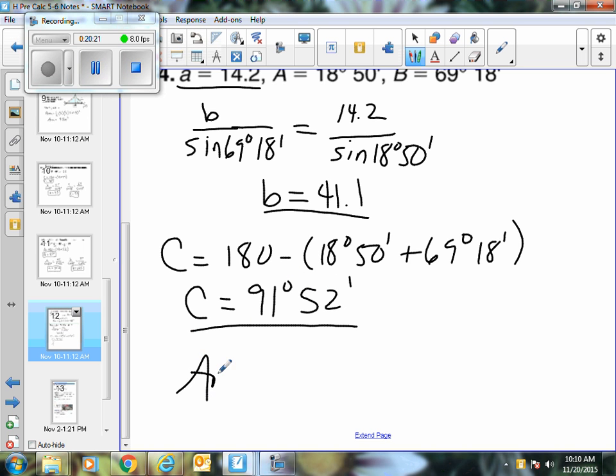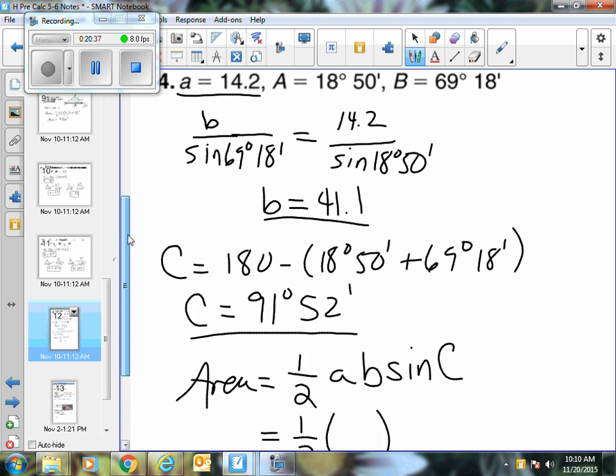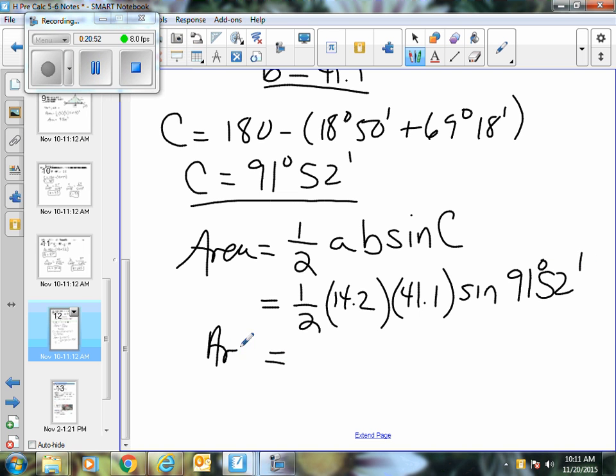Now I think we have what we need to go ahead and do that area. So sometimes we got to find other things. So it would be 1/2. We have A, B, and sine of C is the form that we're using. Again, labels don't matter so much. Just think, what numbers do I need to multiply together? So the two sides and the angle in between, sine of that angle. So 14.2, and then little b was 41.4, and then sine of angle C, which was 91 degrees, 52 minutes. Go ahead and multiply that all out. So go ahead and pause the video here and see what you come up with. And I got about 292 square units.